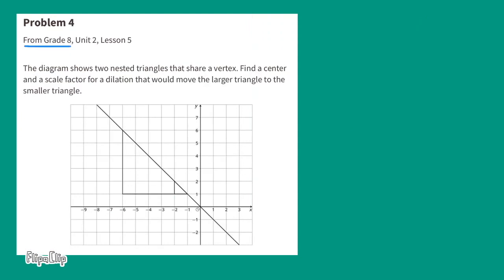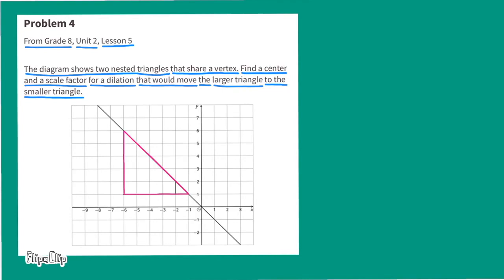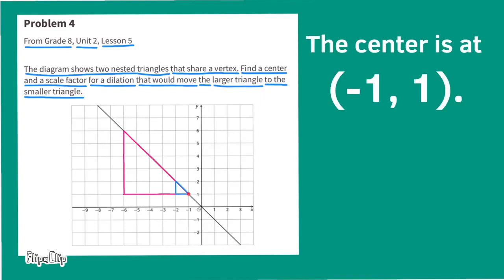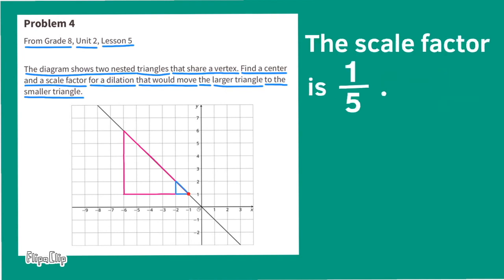Problem number 4, from 8th grade, Unit 2, Lesson 5. The diagram shows two nested triangles that share a vertex. Find a center and a scale factor for a dilation that would move the larger triangle to the smaller triangle. The smaller triangle is nested inside the larger triangle, and it looks like a good center point would be coordinates negative 1, positive 1. A dilation moving from the larger triangle to the smaller triangle would have a scale factor of 1/5, because the smaller triangle is 5 times smaller than the larger triangle.